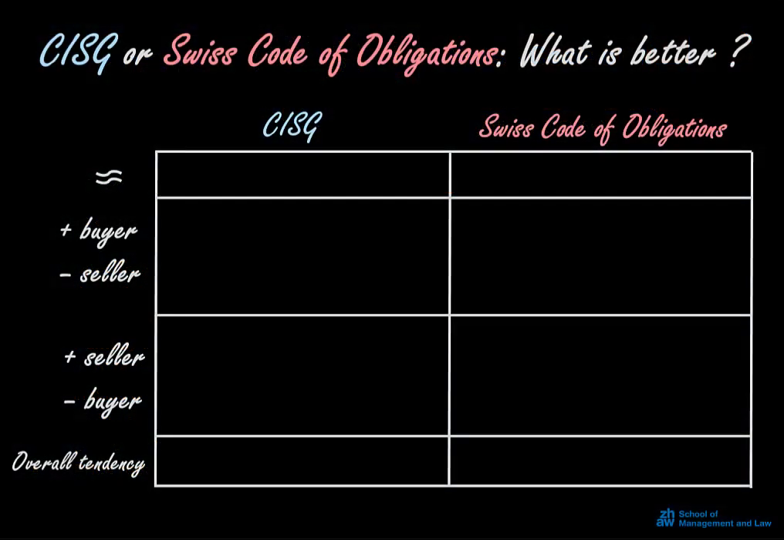On the blackboard, I have prepared an evaluation grid. Let's start by looking at what is very similar. What is basically the same is that in case of non-conformity of the goods, the buyer has the option of price reduction under both systems. The buyer is entitled to reduce the price in the same proportion as the value of the goods sold is diminished by their lack of conformity.